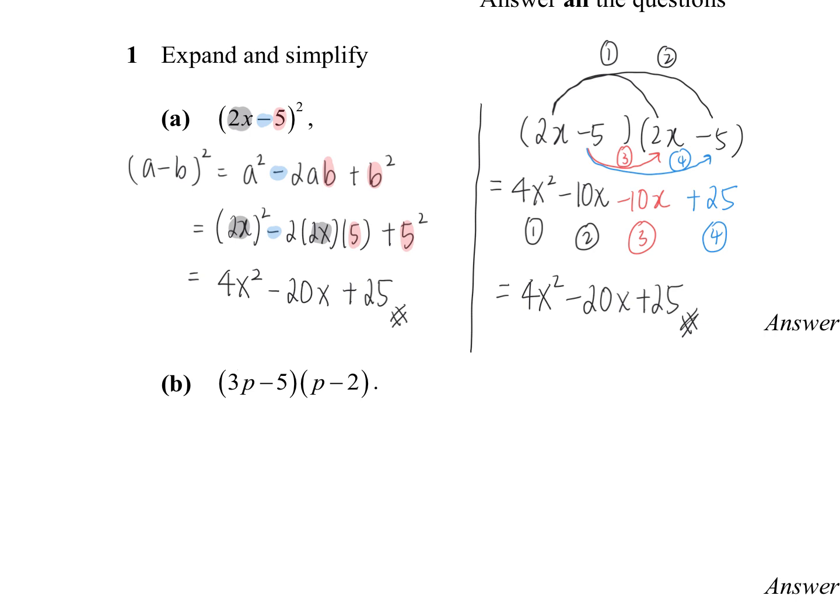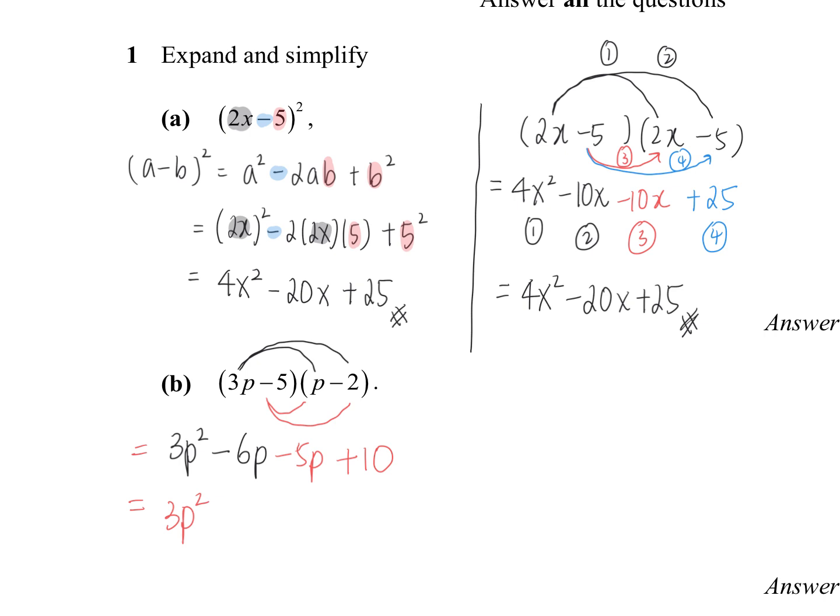Okay, next one. This one, 3p times p is 3p squared. Don't write 3pp. What is 3pp? Okay, next one is 3p times minus 2 is minus 6p. Y'all laugh, WA2, I see this. I enlarge your name that I put behind. Okay, next one, minus 5 times p is minus 5p. Minus 5 times minus 2 is plus 10.